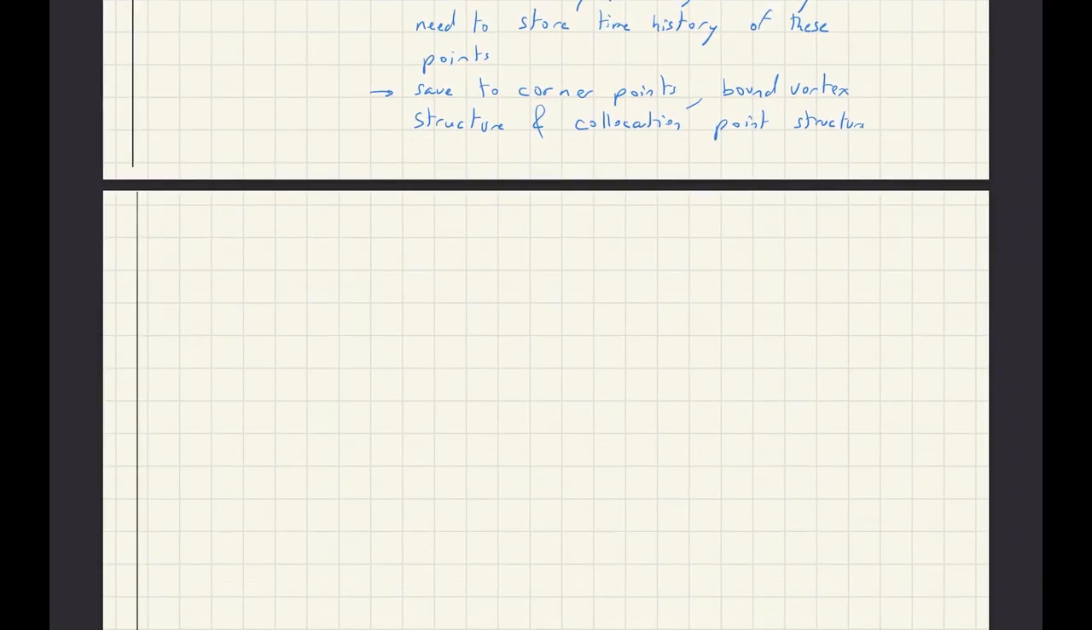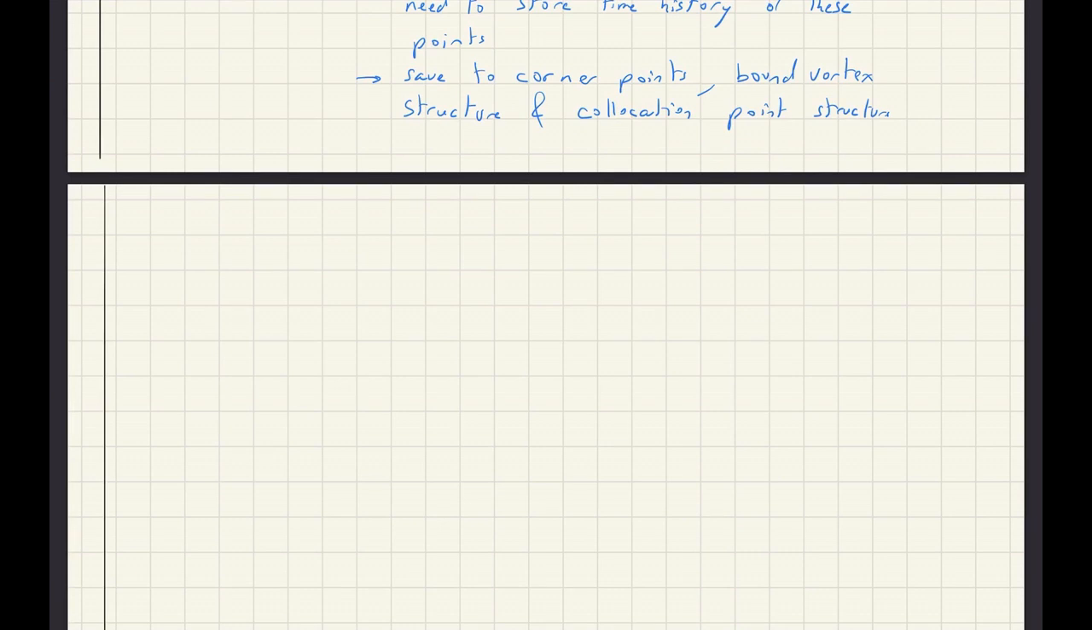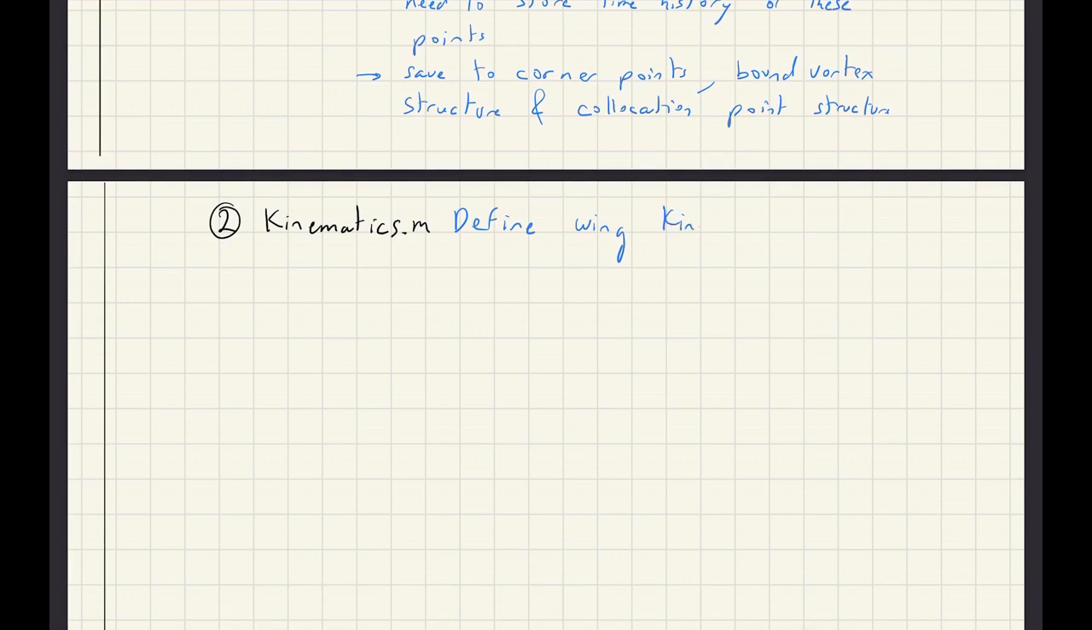All right, so the second step is defining the kinematics of the wing. So in here we define wing kinematics. Define wing kinematics, such as position, velocity, and angle of attack and pitch rate.